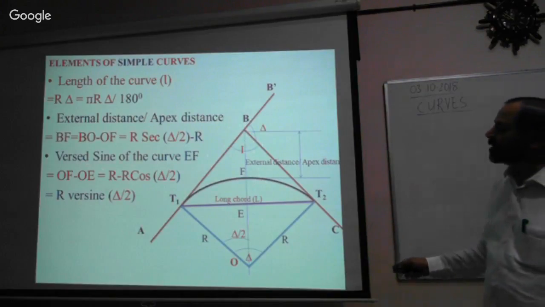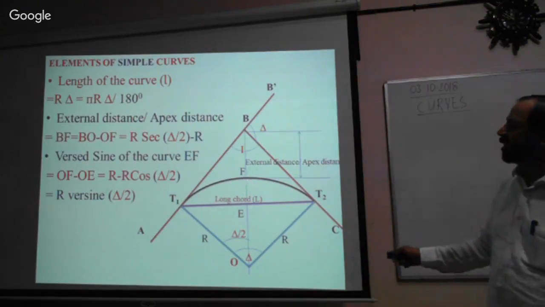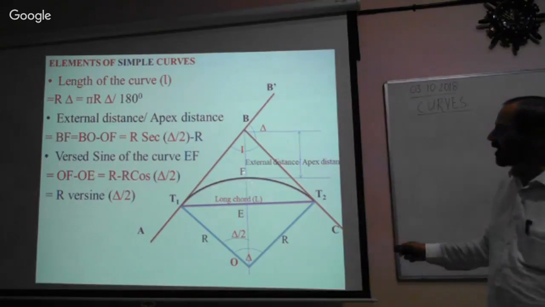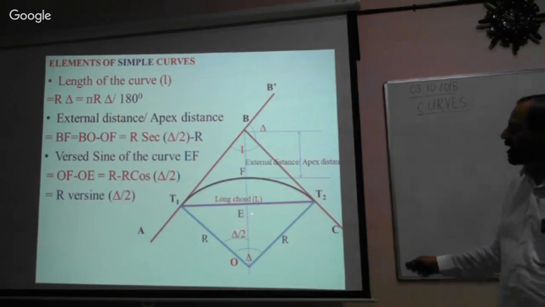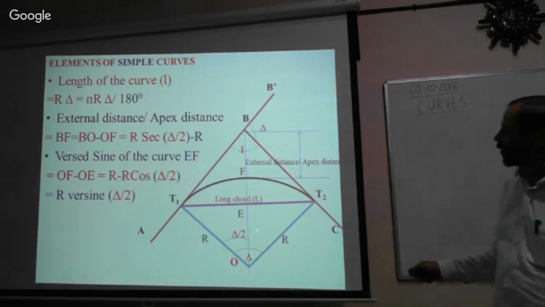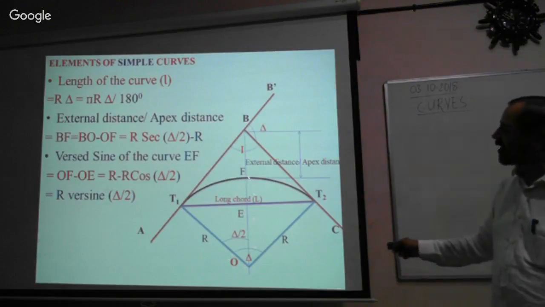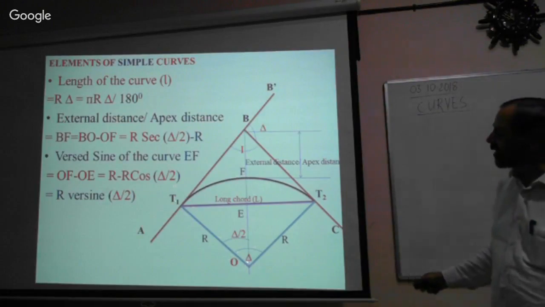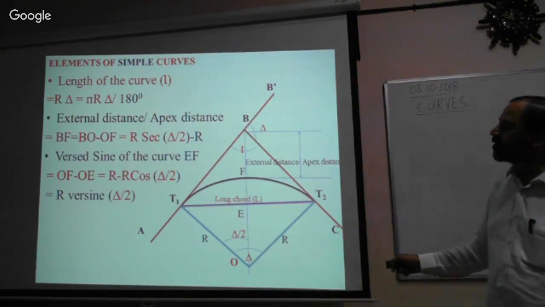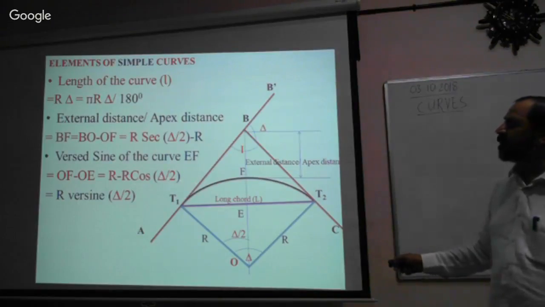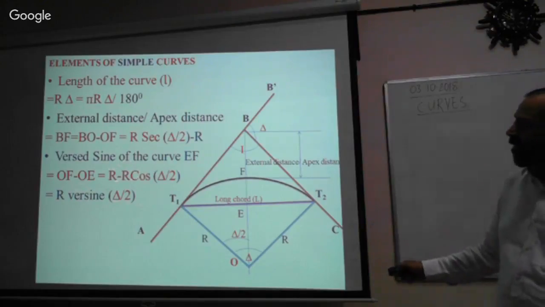And similarly, that is the mid-ordinate. This is called the versed sine. Now if we solve this triangle, we will get R minus R cos delta by 2. For this triangle, we can calculate it, isn't it? Because from here to here it is R, and from here to here it is R, and from here to here is the tangent length. Now solving this, we will get R minus R cos delta by 2, and that is equal to R into versed sine. Now take this R outside.